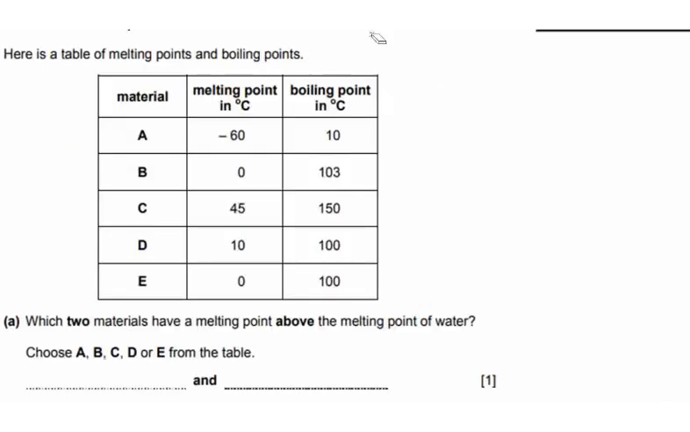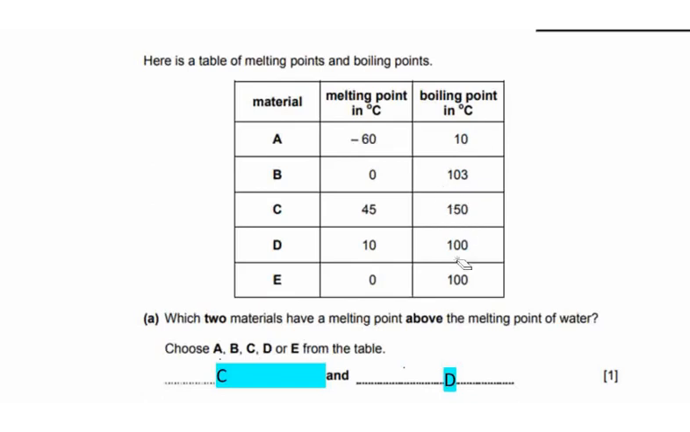Question 5, the last question for today. Here's a table of melting points and boiling points for materials A, B, C, D, E. A. Which two materials have a melting point above the melting point of water? Choose A, B, C, D, or E from the table. 10 seconds from now. The answer is C and D.